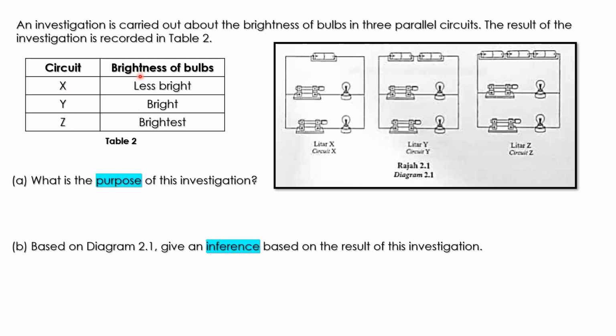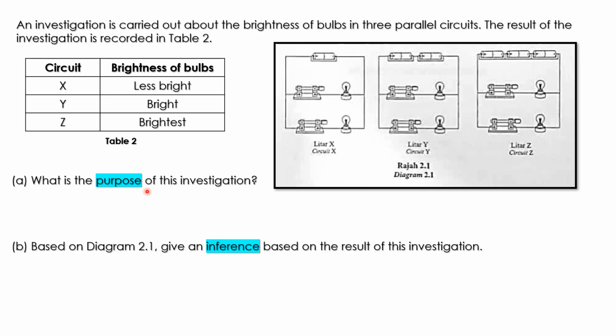And one more is brightness of bulbs. So brightness of bulbs is your responding variable, because this is what you're going to look at the end of the experiment. From all the 3 circuits, circuit X is less bright, circuit Y is bright, and Z is the brightest among all the 3 circuits. So your first question here says, what is the purpose of this investigation?